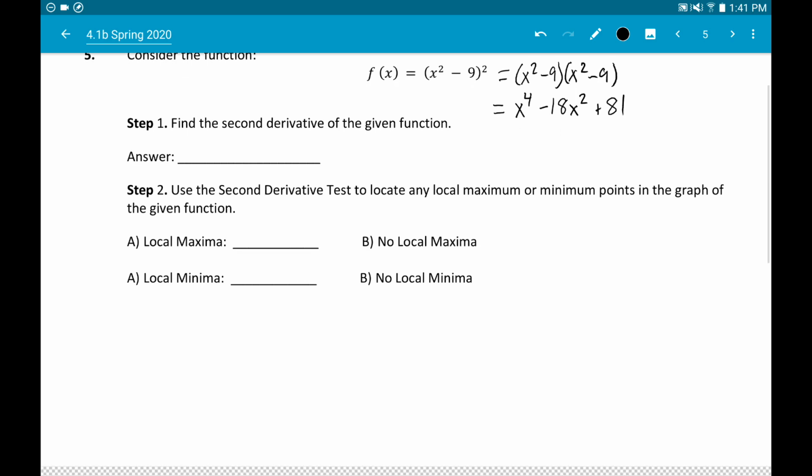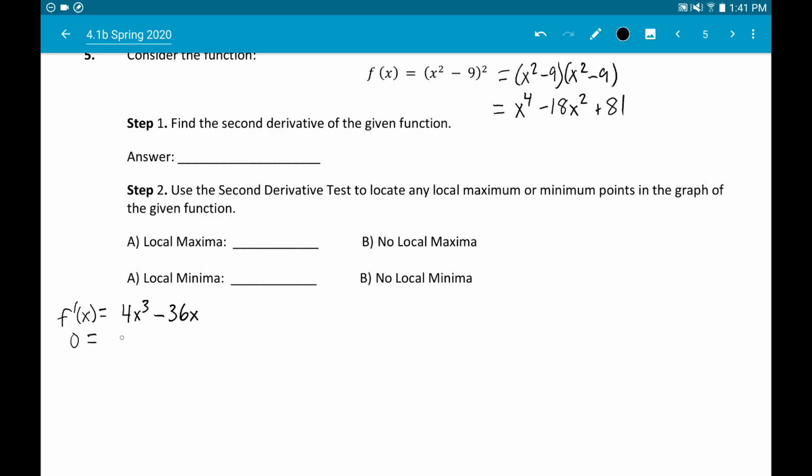Okay, let's go ahead and get our derivative. f prime of x is 4x cubed minus 36x. The derivative of 81 is 0, so that's gone. Set this equal to 0 and solve for x. I can pull a 4x out again. It's going to leave me x squared minus 9. Okay, so x squared minus 9, that's the difference of squares. That will factor. So I've got 4x times (x plus 3) times (x minus 3).